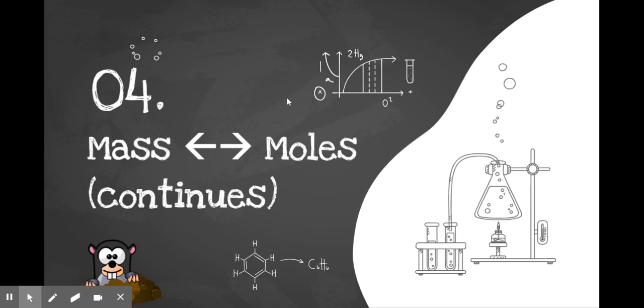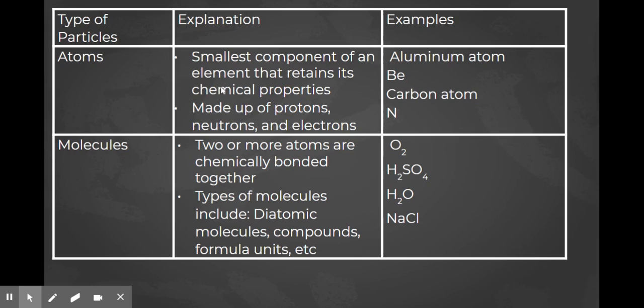Once you're ready, we will continue on. First, a little bit of a review chart of the different types of particles. Remember that atoms are the smallest part of an element and that they're made up of protons, neutrons, and electrons. Some examples of atoms include aluminum, beryllium, that's Be, carbon, nitrogen, but basically any element on the periodic table by itself is made up of an atom. A molecule is when you have two or more atoms chemically bonded together.